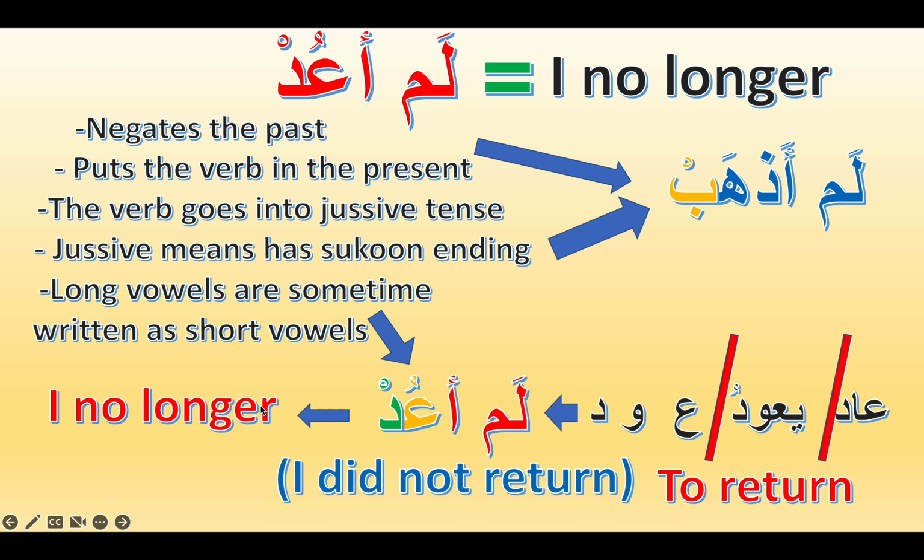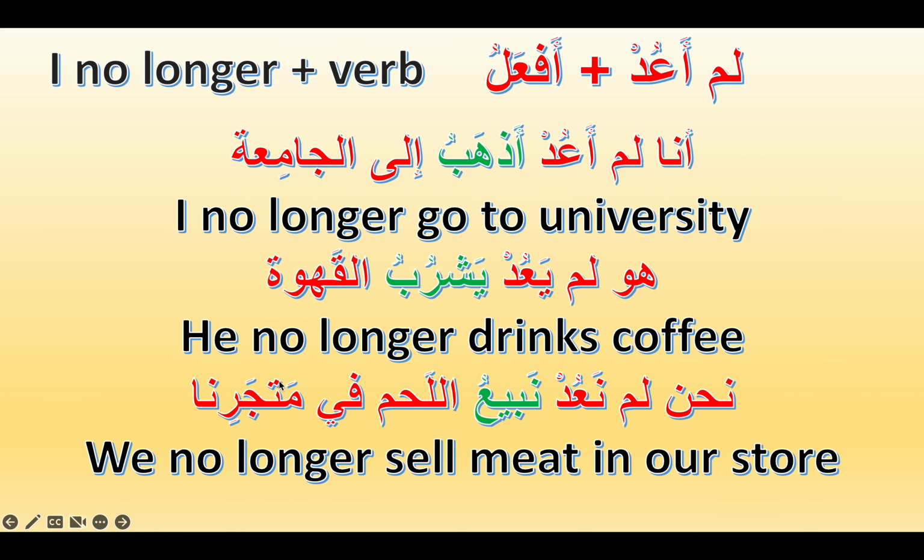Let's see some examples to illustrate this a bit more clearly. So if we want to say I no longer do something, so I no longer with a verb, we use the construction لم أعود plus the verb in the nominative case, in the, so to speak, normal sense. لم أعود أفعل, I no longer do. I no longer go to university. أنا لم أعود أذهب إلى الجامعة.